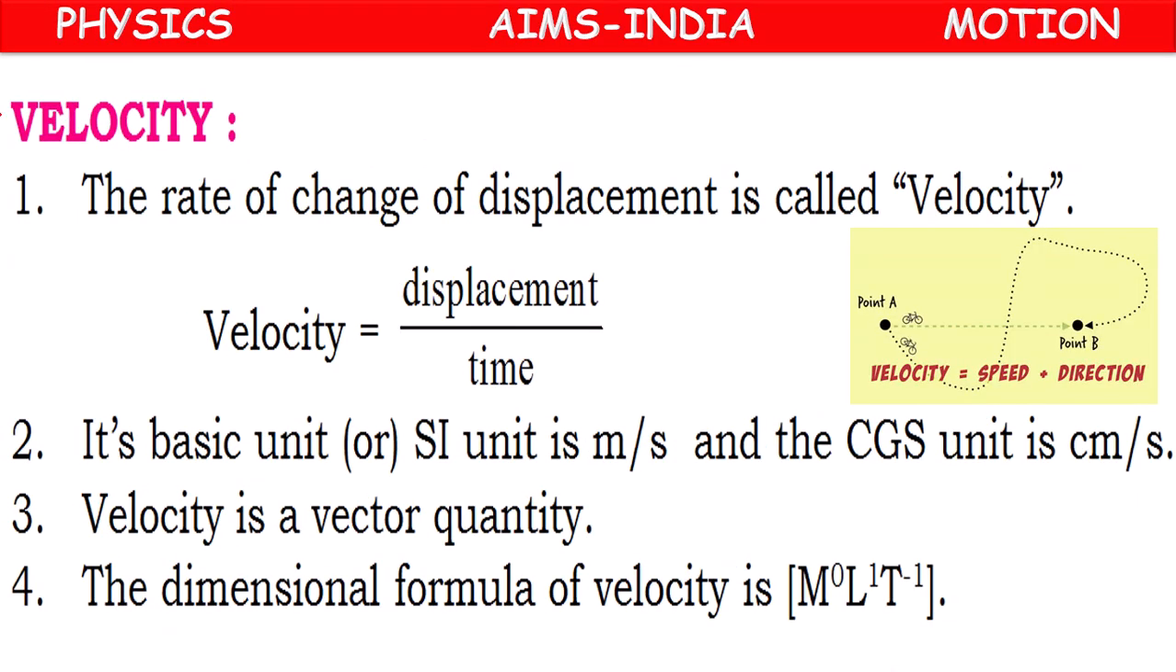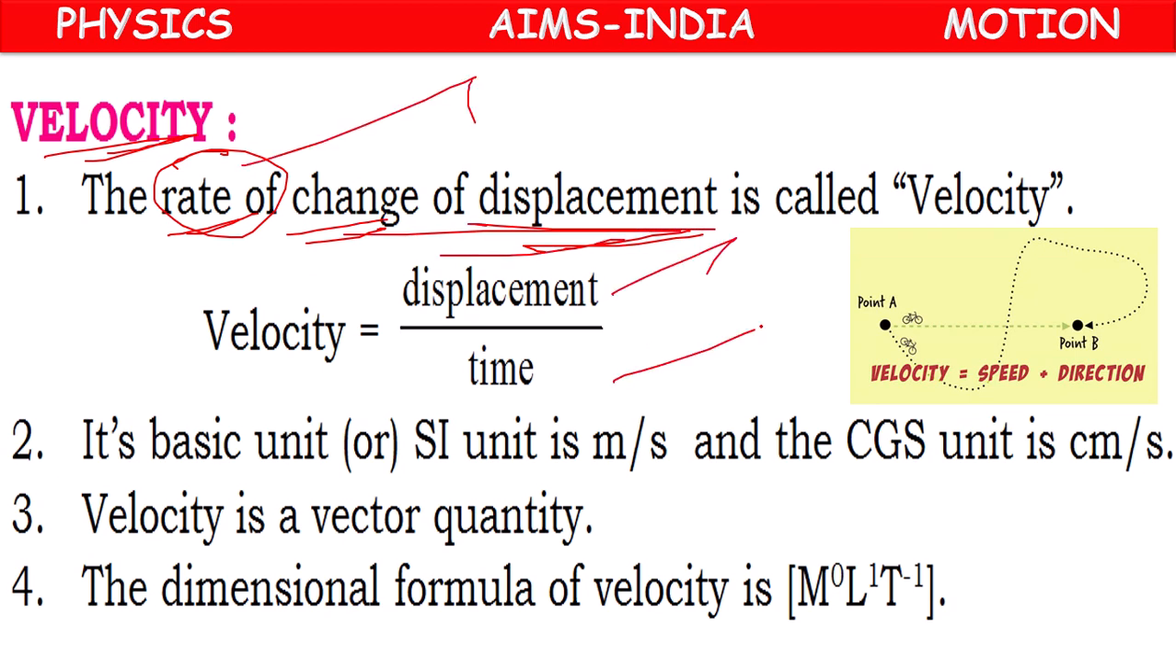Next slide. So velocity. Velocity means rate of change of displacement, means change of displacement with respect to time. That is why it is called velocity. So its unit is the same. SI unit meter per second. CGS unit centimeter per second.